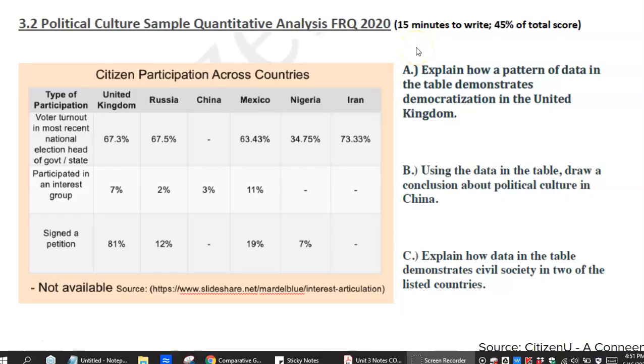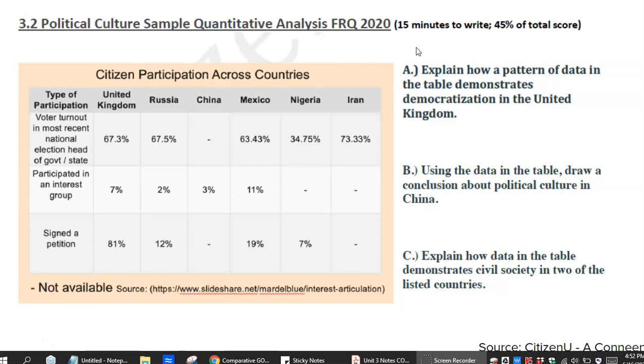Okay, define what democratization is, the growth of democracy. Talk about that being in an interest group is a type of civil society and a participation in civil society, and that signing a petition is a type of political participation. Draw a conclusion about political culture in China. So as we look at China, we could say that voting is not part of their political culture, okay? That political participation, other than maybe obeying laws, is not a big part of their political culture. So that's what I'm seeing here, that I'm not seeing an active, engaged society, that they're maybe not even allowed to sign a petition.